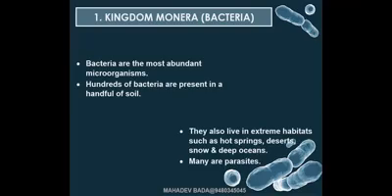The organisms that belong to this Monera group are bacteria. Bacteria are the most abundant microorganisms. They are called microorganisms because they are the smallest of the smallest organisms, which cannot be seen with the naked eye. They can be seen only with the help of microscopes. Hundreds of bacteria are present in a handful of soil, and you cannot see them with the naked eye. Bacteria belong to the group called Monera.